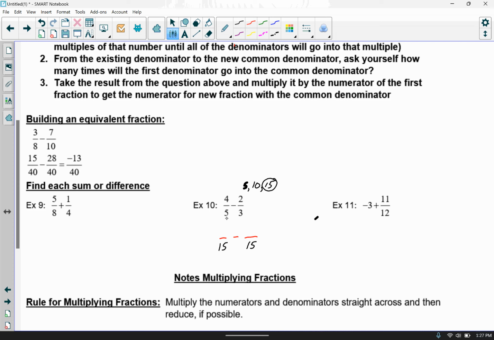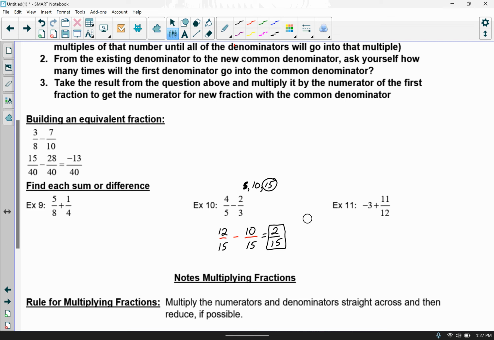And now I ask myself, 5 goes into 15 how many times? 3 times. Take that 3 and multiply it times the 4 up top. So 3 times 4 is 12. 3 goes into 15 5 times. 5 times 2 is 10. Subtract. 12 take away 10 will give you 2 over 15. 2 and 15 don't have anything in common. That's your final answer, 2/15.